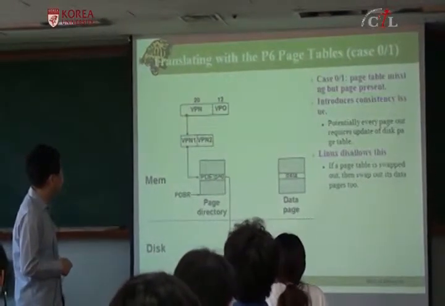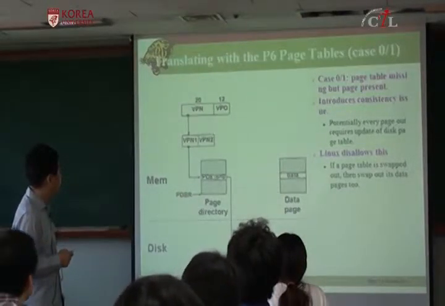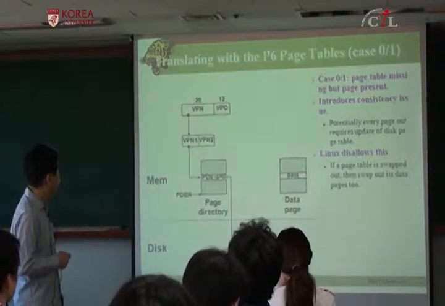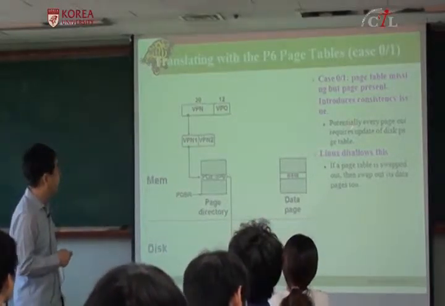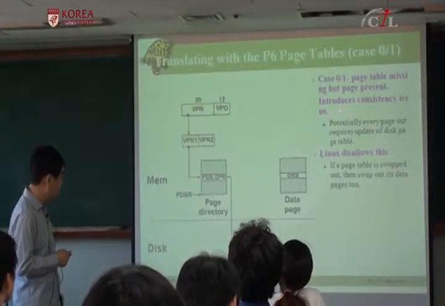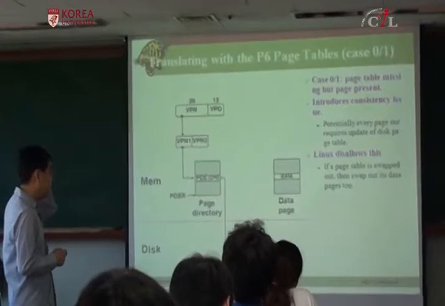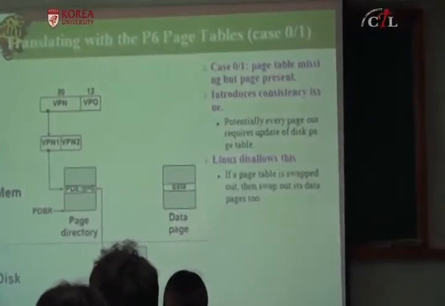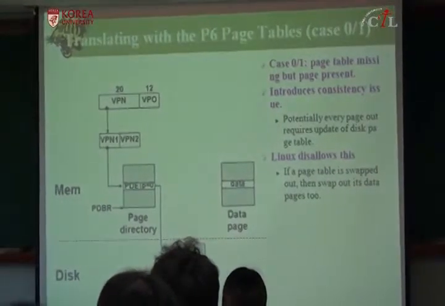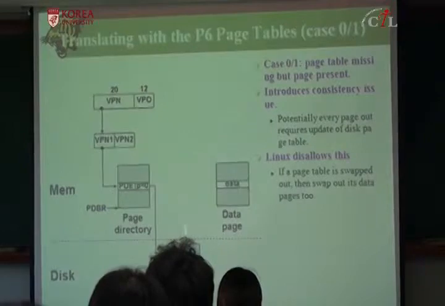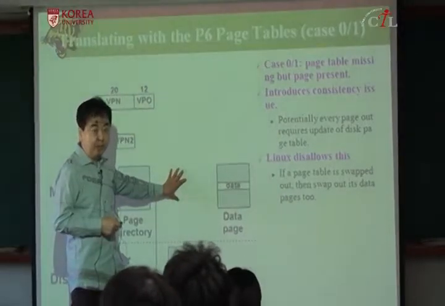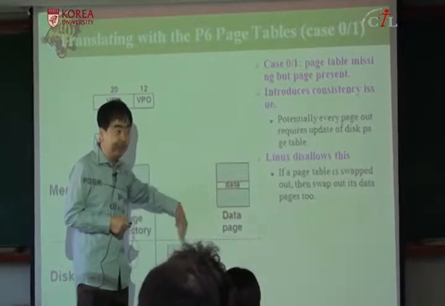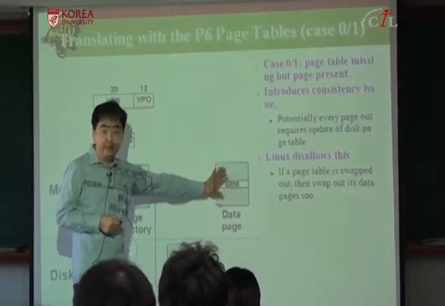So the third case is page table missing but page present, which means the data page is in main memory but you cannot do the actual translation, and this has some consistency issues. If you move this page out, you need to update the page table, but this requires moving the page table page into main memory, and this is somewhat complicated in general. So you prefer that at least the translation information is in main memory, compared to the actual instruction or data page. In this case it is the other way around, so you cannot do the translation, and this is useless.